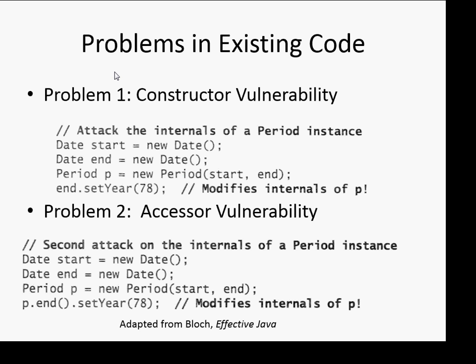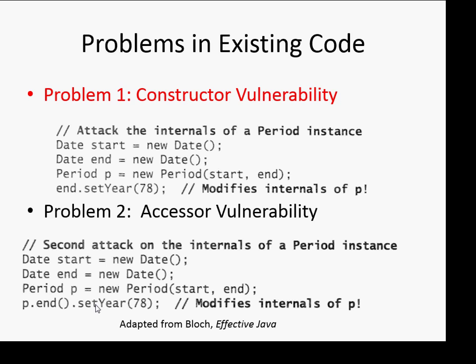Okay, so ladies and gentlemen, this is an illustration of the constructor vulnerability. Here I create start and end. I create a new period, and after I created it, I set the start to year 78, Trajan's realm in Rome or something like that. I set its value. So here I've changed the period after I've created it because I still have a reference to end. And alternatively, this is the accessor vulnerability. I get the end and I set the year like that.